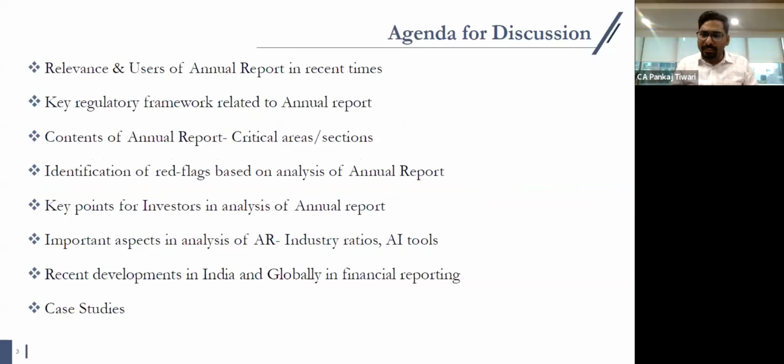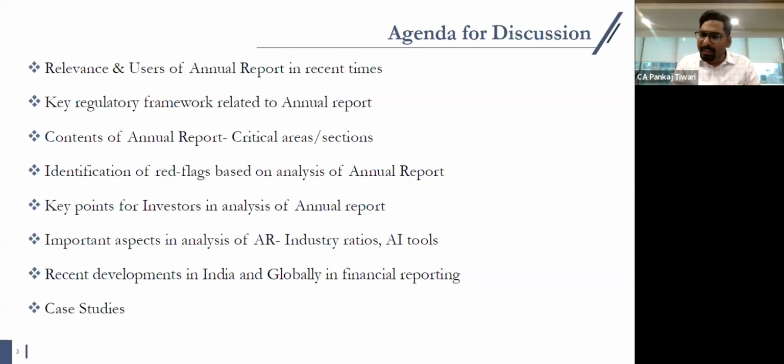Just to put it in perspective, today's session is divided into four parts. First, we will discuss some of the regulatory framework related to an annual report, because it is very important to know how these annual reports are created or developed in the first instance. Then we will get into some of the red flags you can identify from reading these annual reports, and we have a couple of examples relating to that.